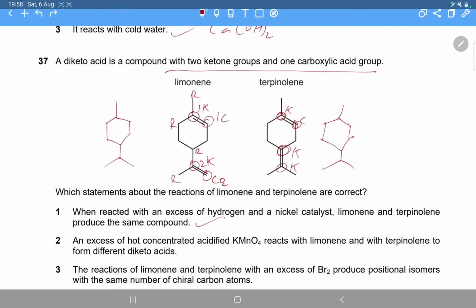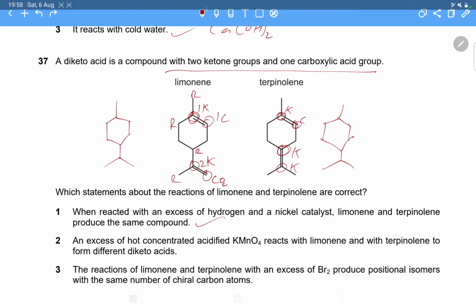And then in limonene, we have a ketone here. We have a carboxylic acid here. So till now, it is the same as terpinolene. Both limonene and terpinolene are the same till here. But if we look at limonene, there is no ketone forming here. It's only forming here. But in terpinolene, the ketone is forming here. And therefore, they form different diketo acids. And therefore, option 2 is correct.